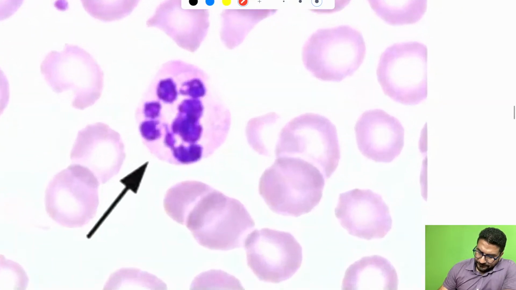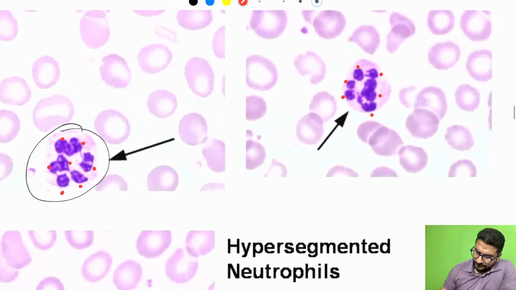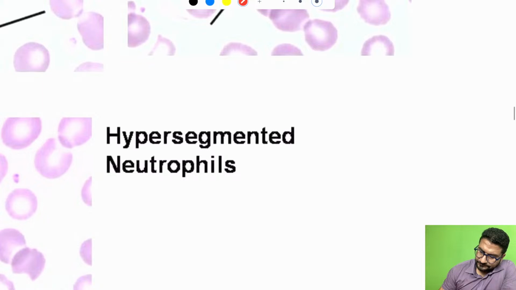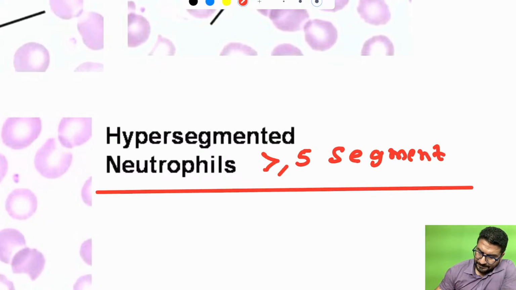Hypersegmented neutrophils. If you count here, 1, 2, 3, 4, 5, 6, 7. Whenever your neutrophil has more than 5 segments, such a neutrophil is called a hypersegmented neutrophil.